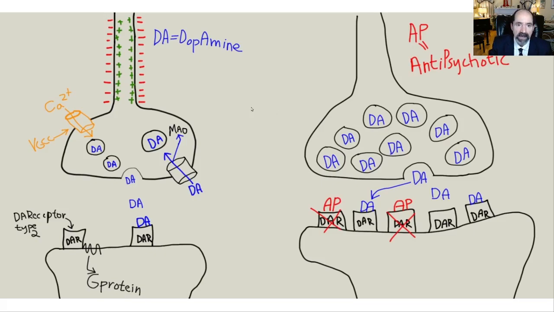Okay, this next synapse is an example of a dopamine synapse. First of all, we'll show a normal dopamine synapse. And so initially, I got flies buzzing around me. You'll have an action potential coming down the axon.